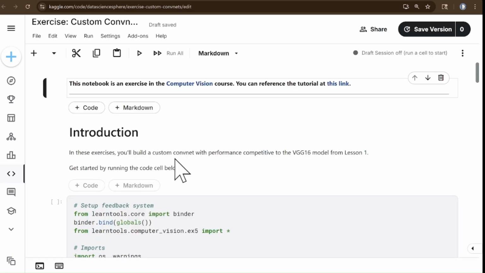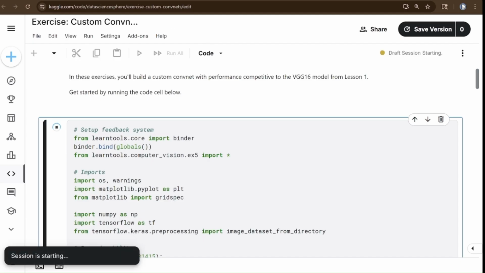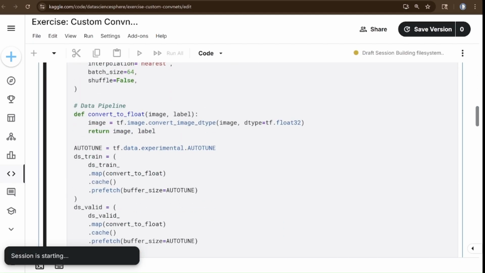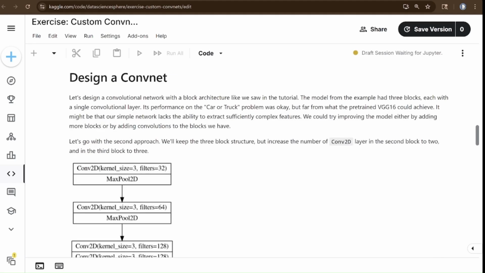In this exercise, you will build a custom component with performance competitive to VGG16. First run this. Once it is done, this is your component design. So you have to design this with the block architecture like we saw in the tutorial.